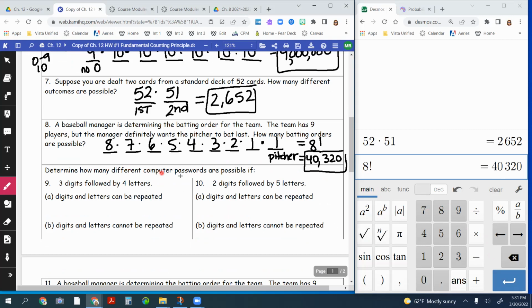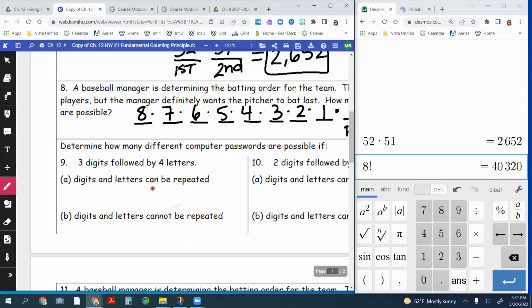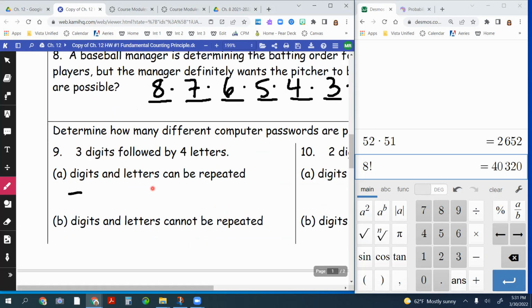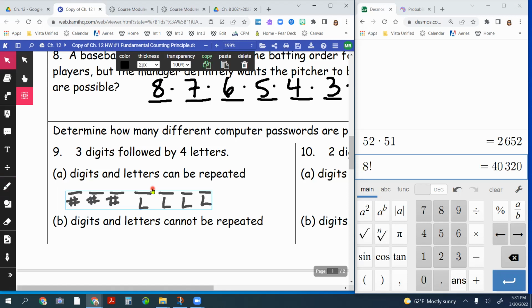Determine how many different computer passwords are possible if 3 digits followed by 4 letters. Okay. So three digits, 1, 2, 3. So I'm going to put number, followed by four letters, 1, 2, 3, 4. So I'm going to put letter. And I'm going to copy this because we're going to do this again on the next one down here.